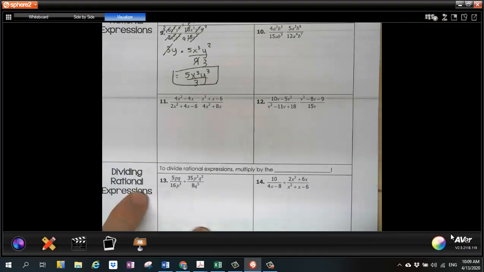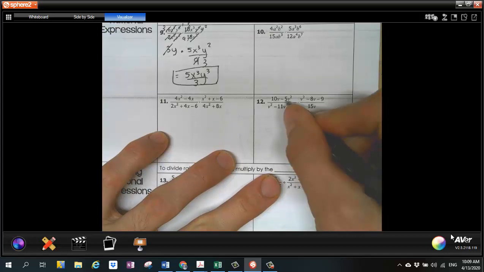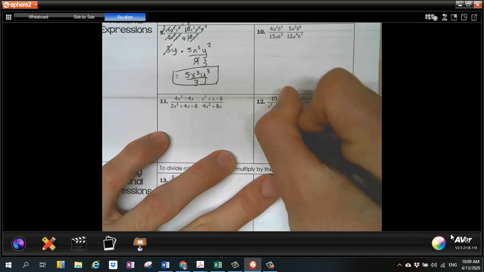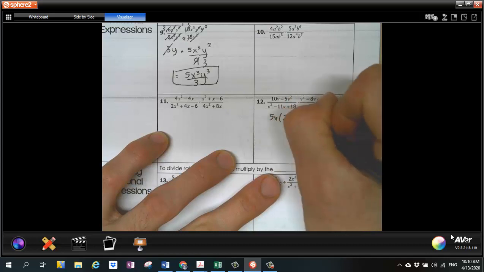Alright, the next one I'll do is 12. So once again, let's factor first. Let's take a look at the top left. If we factor out a 5 from that and a v, we're left with 2 minus v. Alright, I'll move on to the bottom here.